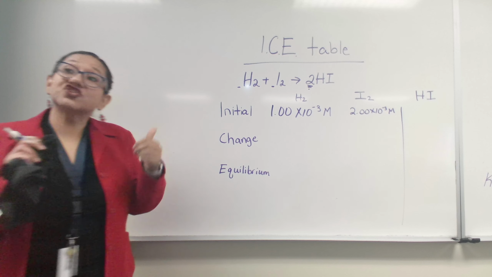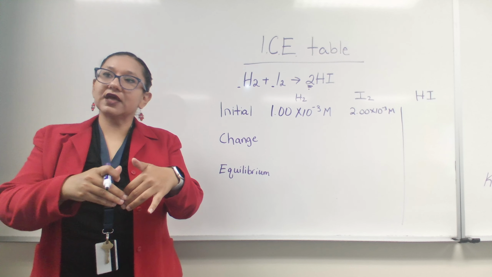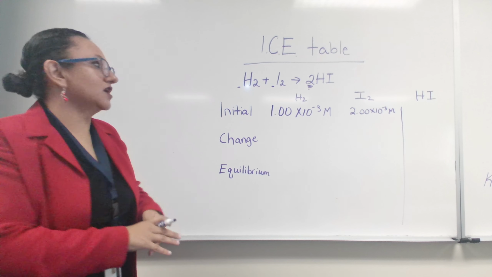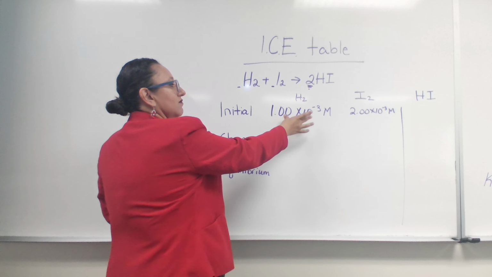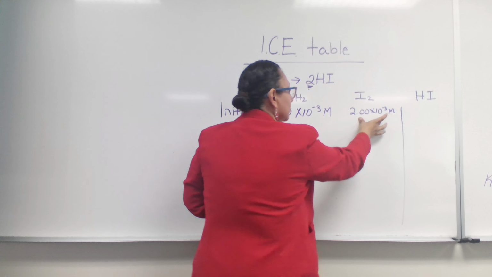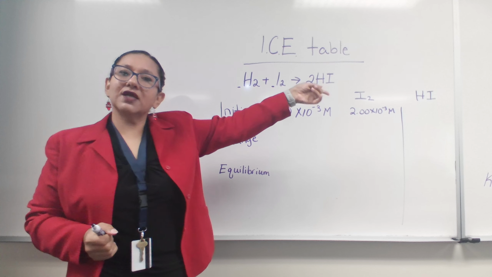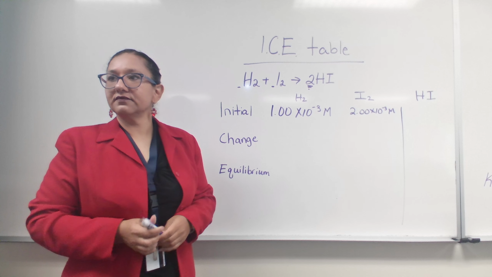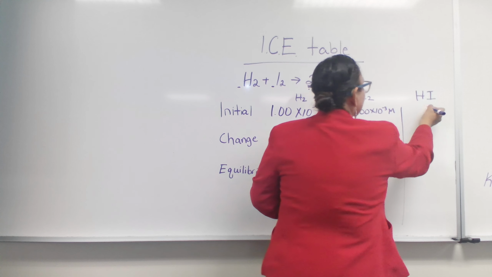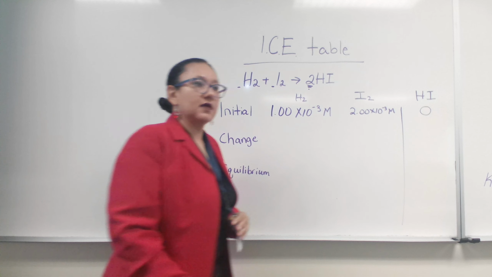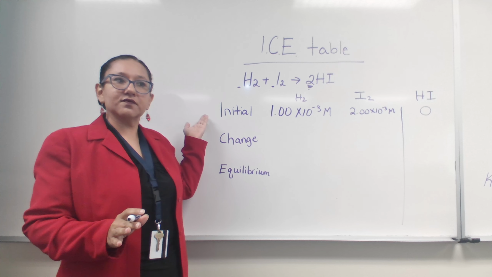I means initial, when I'm going to mix them together. So initially, I have 1 times 10 to the negative 3 molar of hydrogen and 2 times 10 to the negative 3 molar of iodine. What's my concentration of my product initially? 0. I haven't formed any yet. So these are my initial conditions.